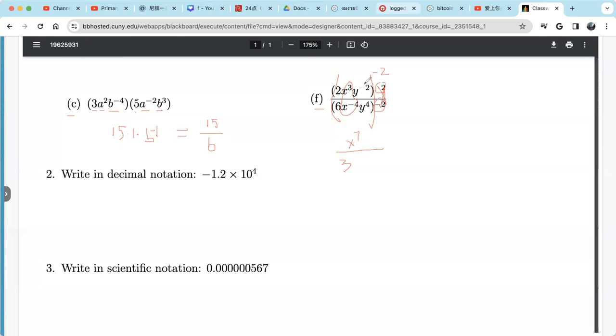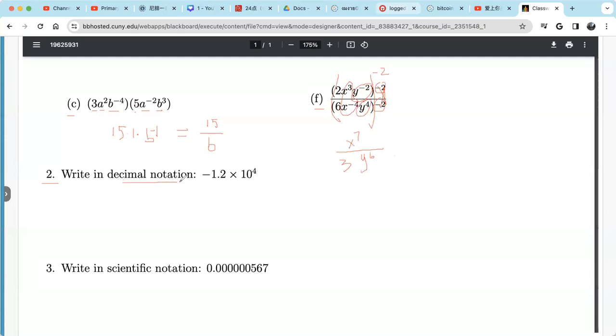And the y term, y in the numerator will have y raised by negative 2. In the denominator, we'll have y raised by 4. So we want to write as y raised by 4 minus negative 2, become 4 plus 2, y raised by 6. So the answer for f is x raised by 7 divided by 3, y raised by 6.